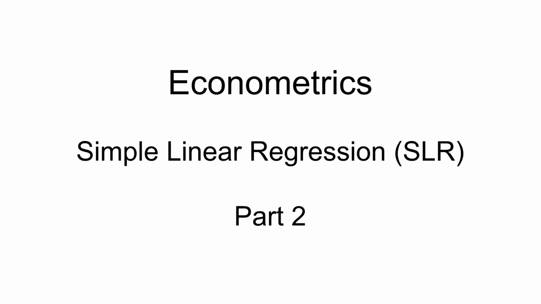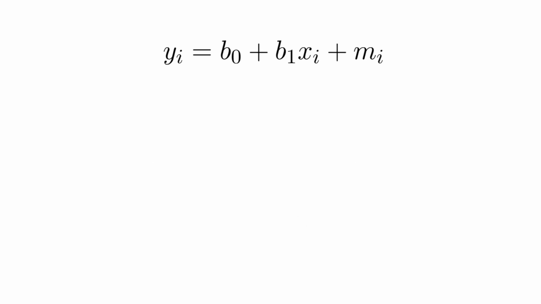Hello everyone, this is part 2 of simple linear regression in econometrics. And in this video, I will actually calculate the equation of the fitted line that minimizes the sum of square prediction mistakes.